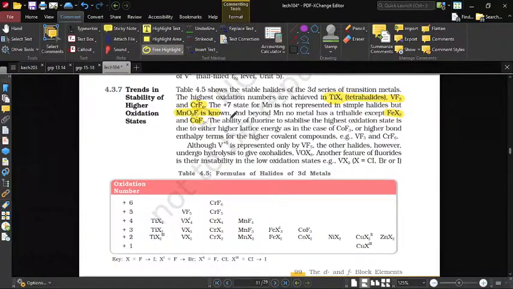The ability of fluorine to stabilize the highest oxidation state is due to either higher lattice energy, as in the case of CoF3, or higher bond enthalpy terms for higher covalent compounds. Those with higher bond enthalpy will form more covalent compounds. Examples are VF5 and CrF6. Although V plus 5 is represented only by VF5, the other halides undergo hydrolysis and give oxohalides, VOX3.